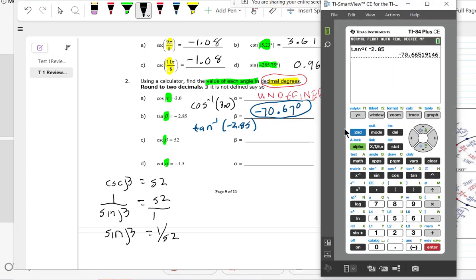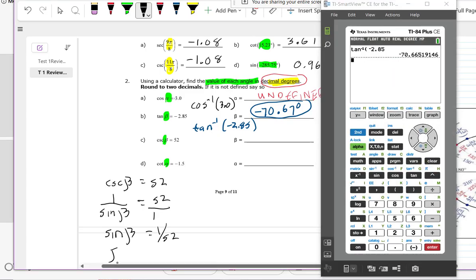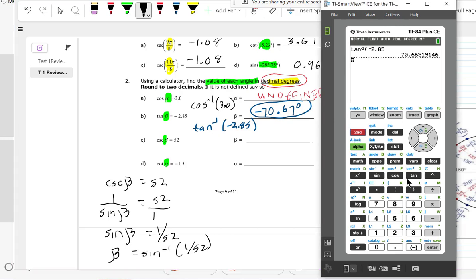Okay. So what we will do on this problem is enter it in our calculator this way. You have to do the inverse sine of the reciprocal of that 52. So if I put that in, inverse sine of 1 over 52.